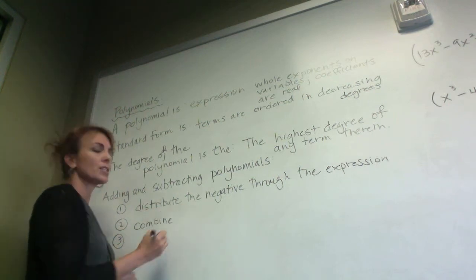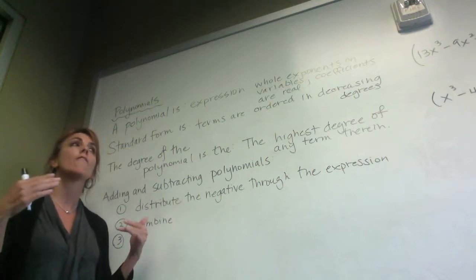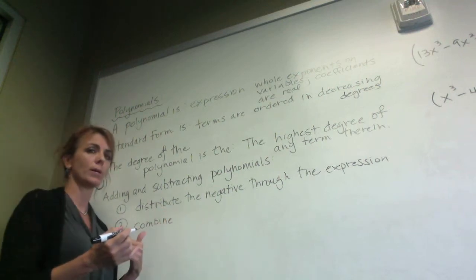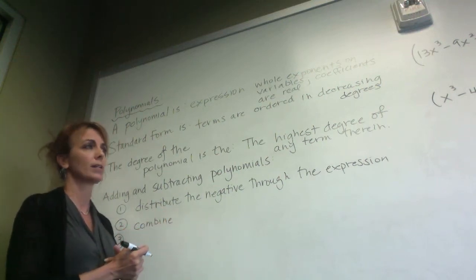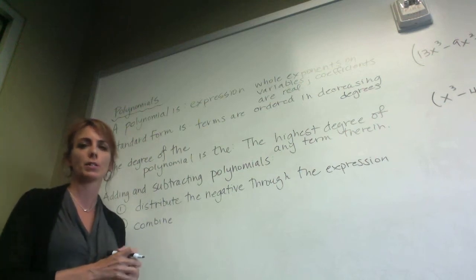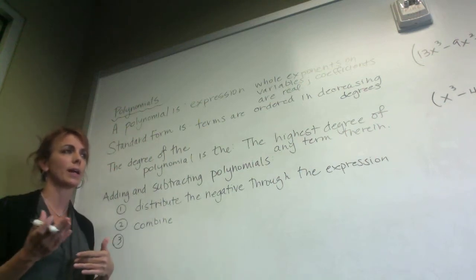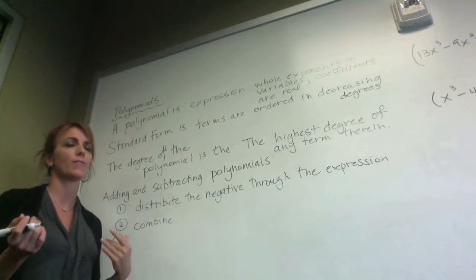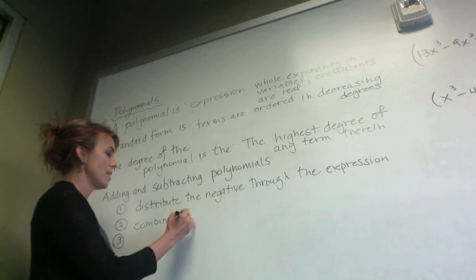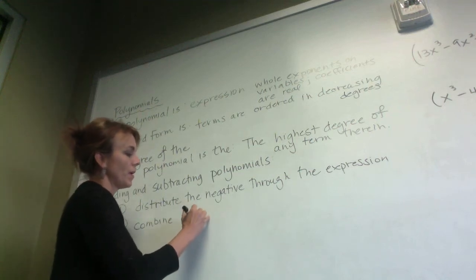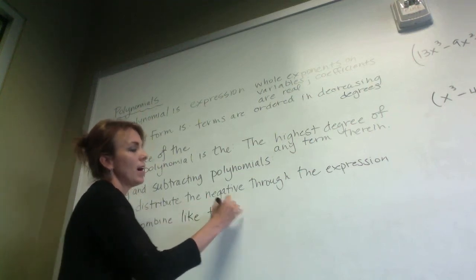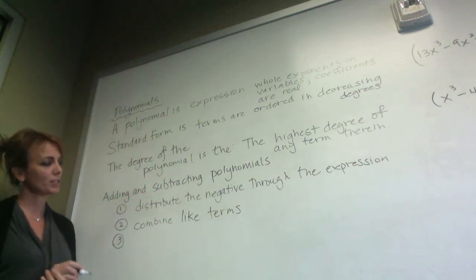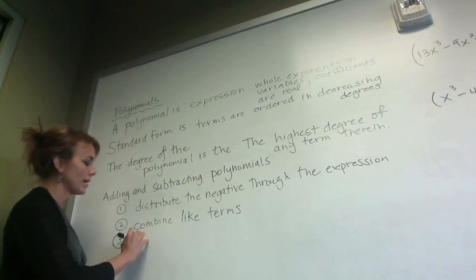And remember that a like term has the same variables at the same power, okay? So x squared and x squared, or x squared and 3x squared, these would be like terms. But if I took x squared and y squared, these are not like terms, nor is 3x and 5x squared. They need to have the same variable, and they need to have the same degree on that variable. So distribute that negative through the expression, combine your like terms, and then write it in standard form.